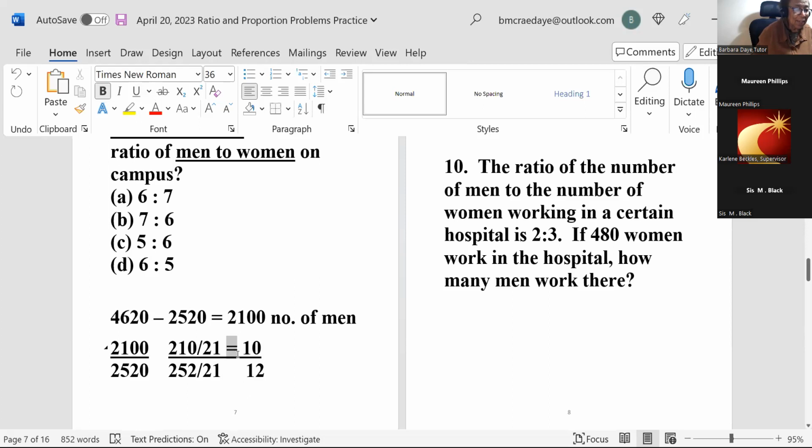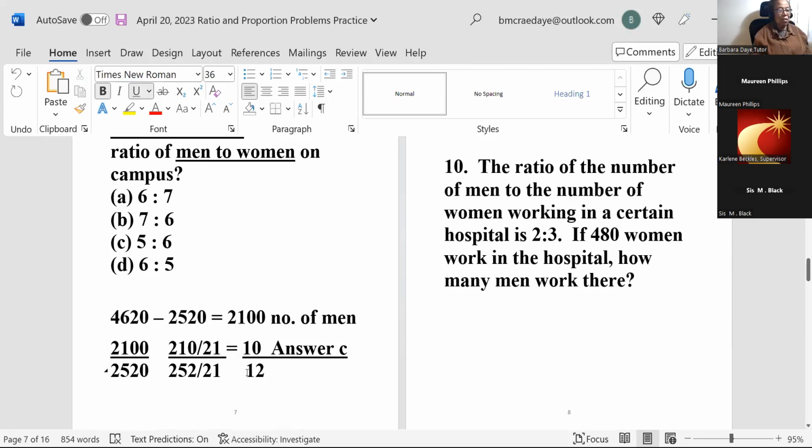I can stop right here, right? Then you simplify it. 2 into 10 is 5, and 2 into 12 is 6. So your answer is C, right? Oh yeah, you got it. Okay. So what we do with the two big numbers is simplify it out.